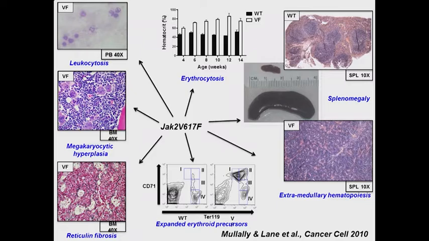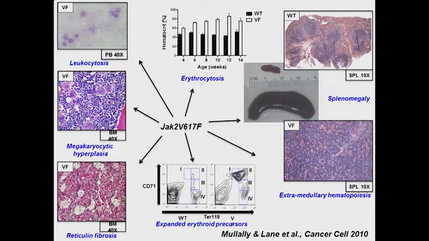When I was a postdoc with Gary Gilliland and Ben Ebert, we developed a mouse model of the Jak2V617F mutation. This is a conditional knock-in mouse model where the mutation is expressed from the endogenous murine Jak2 promoter. And essentially, these mice get a phenotype very reminiscent of the human disease polycythemia vera. And they develop marked erythrocytosis, splenomegaly, and very prominent extramedullary hematopoiesis.